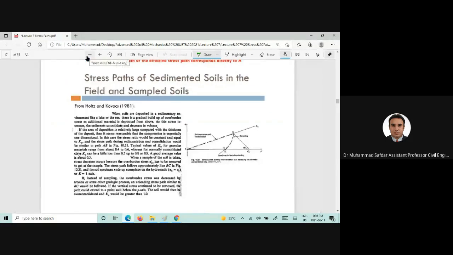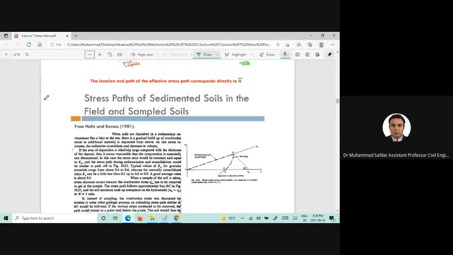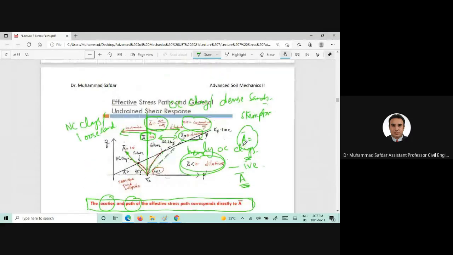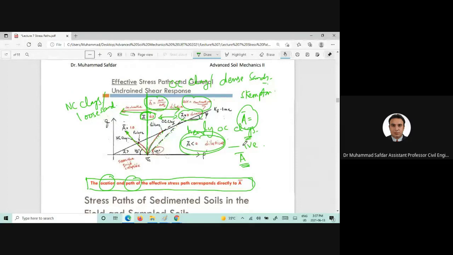so here is another example. Okay, let me say that as well. Location and path of the effective stress path corresponds directly to A bar. So the location and the path of the stress path, or the effective stress path, would depend upon the Skempton A parameter. Now, in order to reach that failure, effective stress path information is very, very important compared to the total stress path.